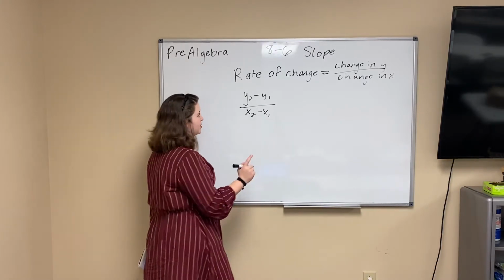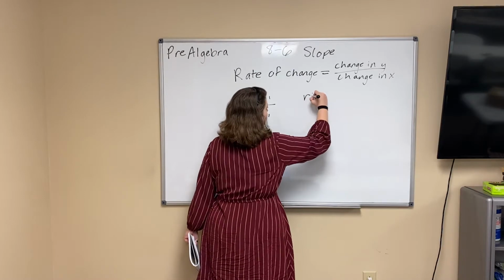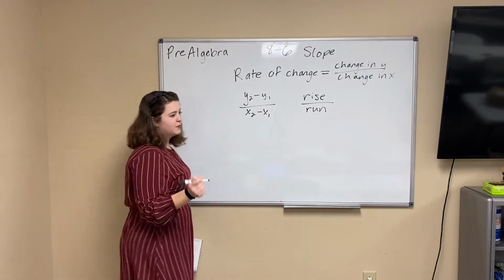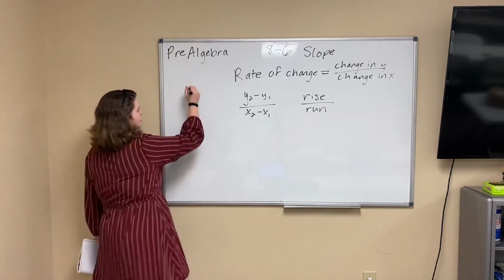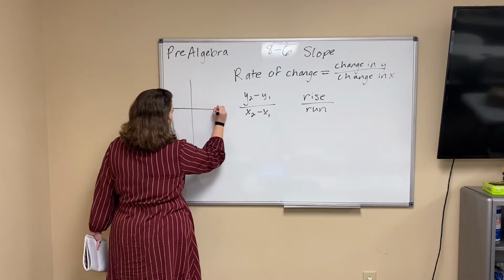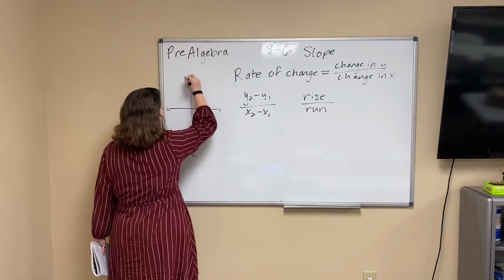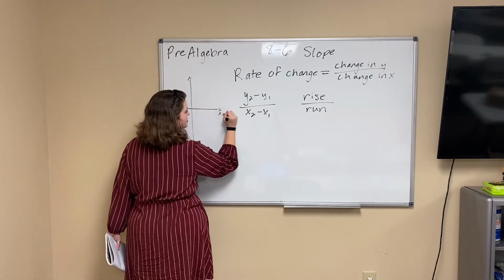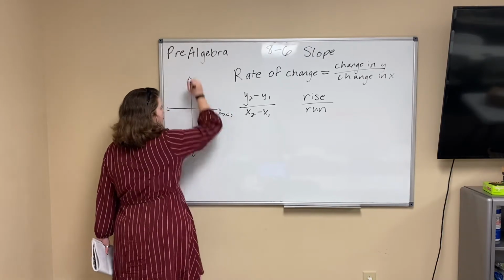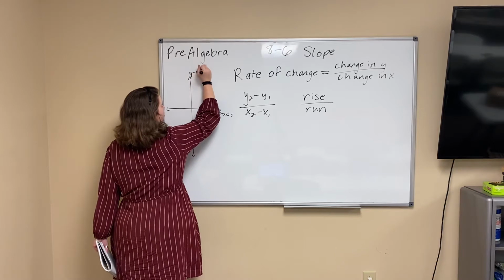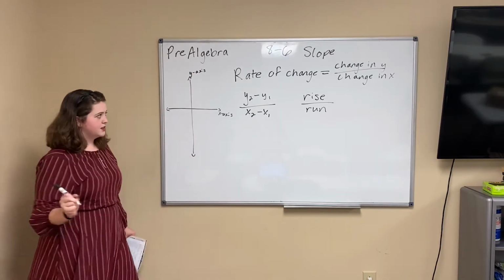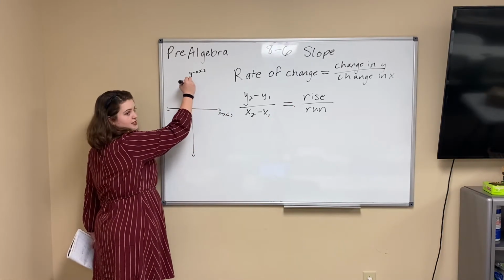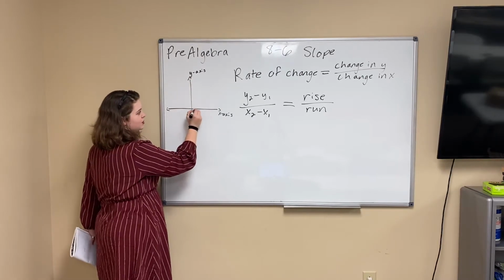In a graph, slope is representative of the rise over the run in a graph. You remember this whole chapter has been about linear equations. So when we have our coordinate plane, everybody remembers the horizontal plane is the x-axis. The vertical plane is the y-axis. So it makes sense that our change in y is how much we rise, and our change in x is how much we run.